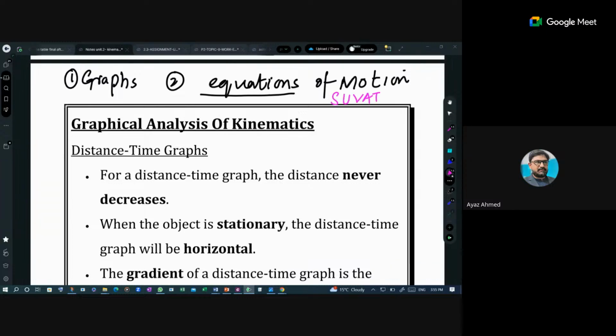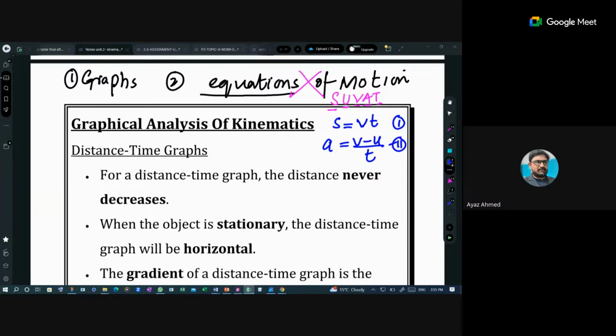SUVAT: distance, initial speed, final speed, acceleration, and time. But this is not actually part of our syllabus. In our syllabus, only two equations are used. One of them is s equals vt, which is the equation for uniform or constant speed. And the second one is a equals v minus u divided by t. So these are the two equations which are usually used.